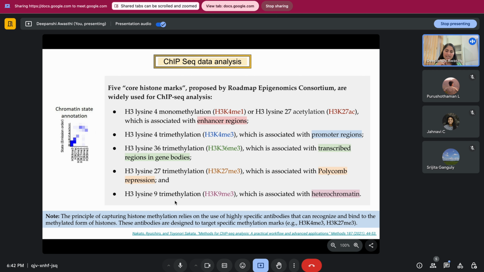If the third histone lysine number 9 is trimethylated, it is associated with heterochromatin. If this is the 9th lysine of the third histone, it is associated with heterochromatin. That means it will be a region where the DNA is tightly wrapped around the histone and the gene won't be able to express freely. In the notes I have provided that for each of these histones specific antibodies can be designed, and you will be precisely able to capture these regions present in the genome. In this way you can identify the chromatin state, that is, what state it is in.